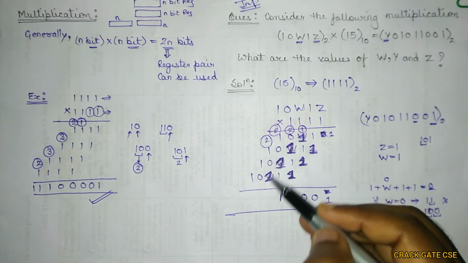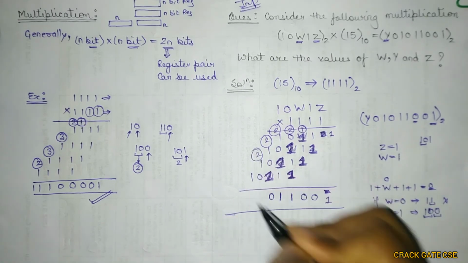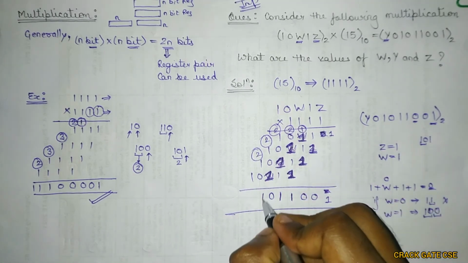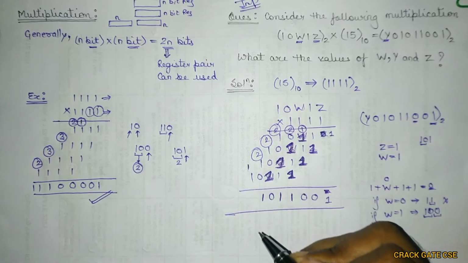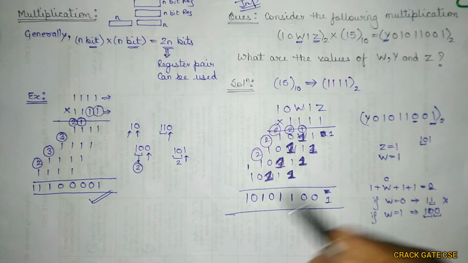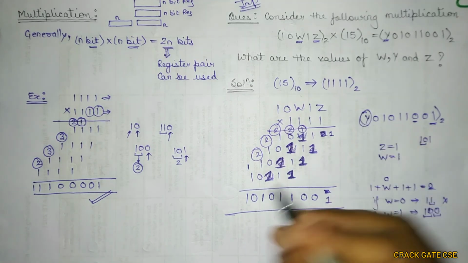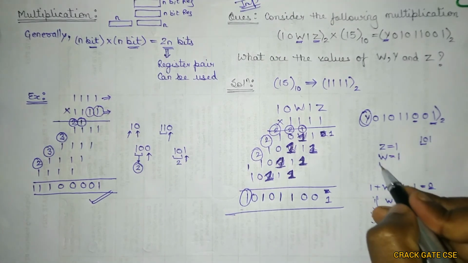Now this 2 plus 2 is 4. 4 means 0 and 1 0, that means 2 will be carry here. Now this 2 plus 1 is 3. That means 1 will be here, 1 will be here, and this 1 plus 1 will be 2. That means 1 0. Now you can compare this one with this one. Everything is exactly same except this. So that means the y is equals to 1.